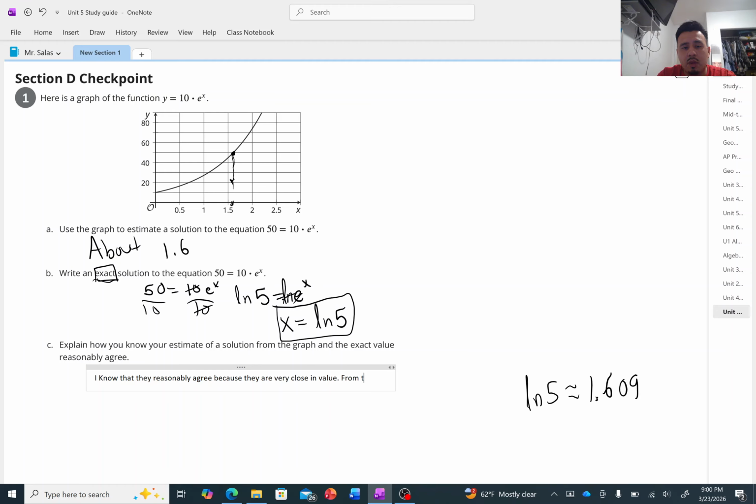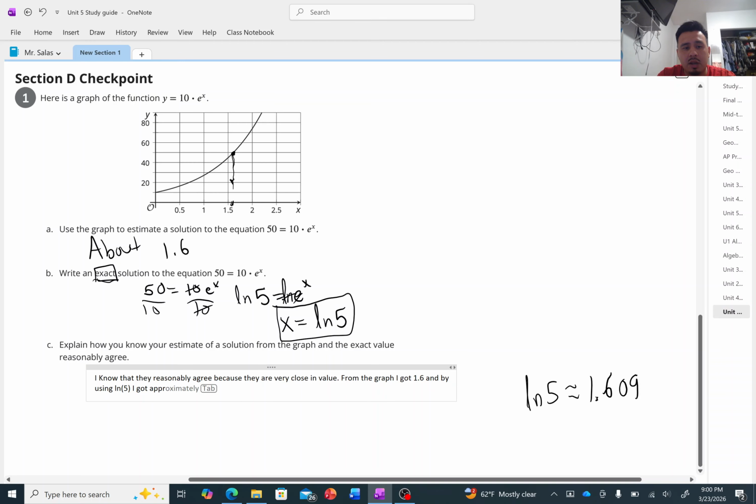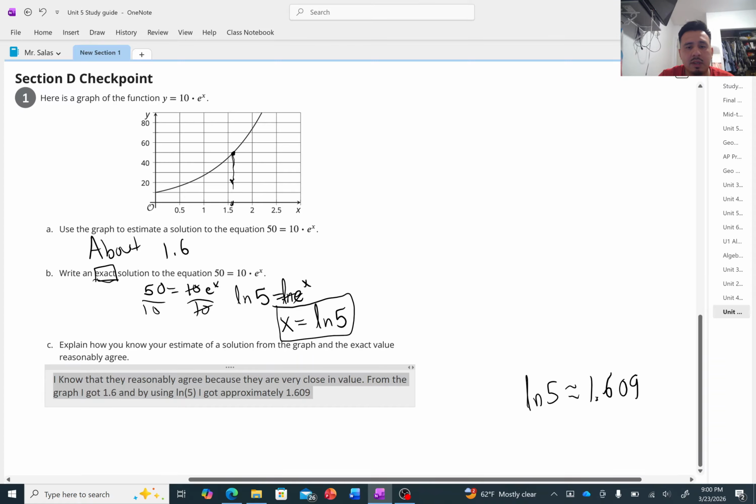From the graph, I got 1.6, and by using ln of 5, I got approximately 1.609. Boom. And that's your explanation. Let me make this a little bit bigger for my people that can't see. Boom. Perfect. That works. Nice.